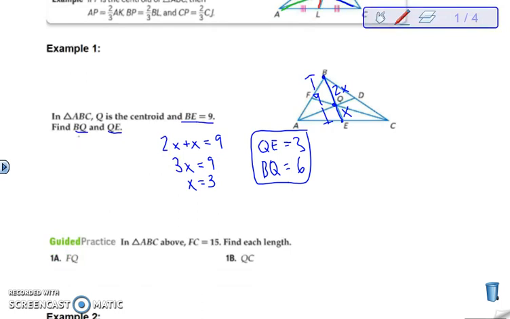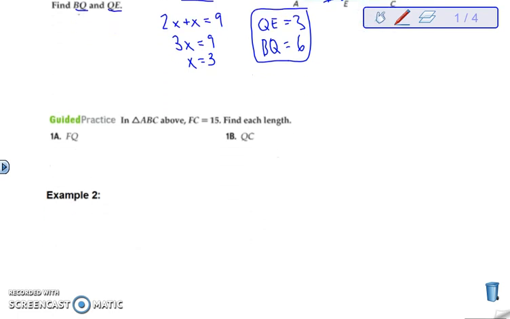Alright, so I'm going to let you do the guided practice. Find FQ and QC. They're giving us that FC is 15, so basically plug it in, set it up just like we did.